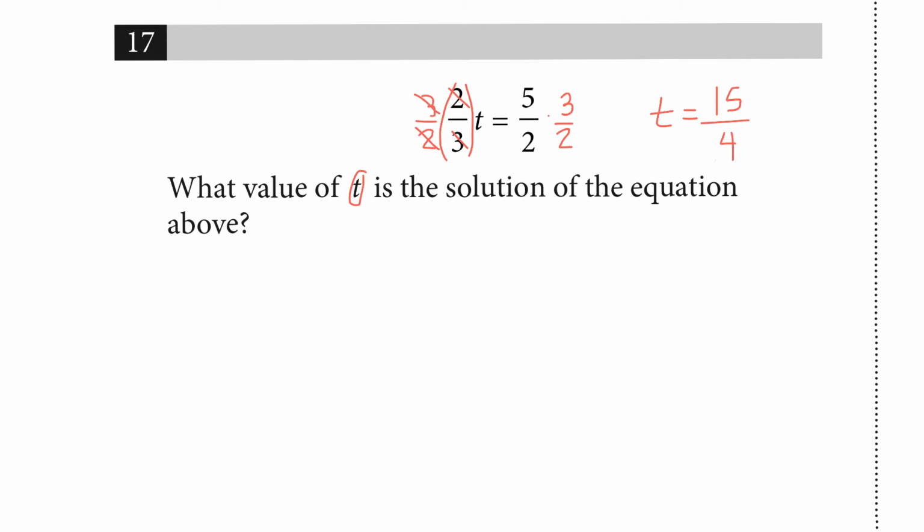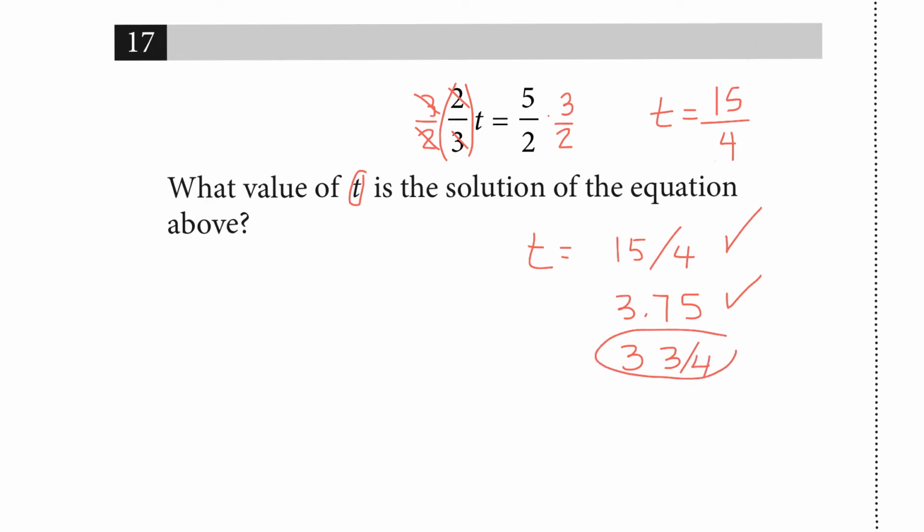So that's an improper fraction. You could write the answer for t as 15 over 4, and that would be okay. Now, that's also 3 3/4, so you could write it as 3.75, and that would also be okay. And sometimes a student will say, well, 3 3/4, I could write it as 3 3 over 4. This is not okay. You cannot write mixed numbers. So that's going to be wrong every time. You cannot write 3 3/4.